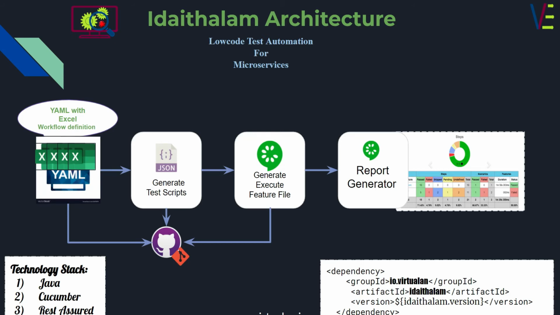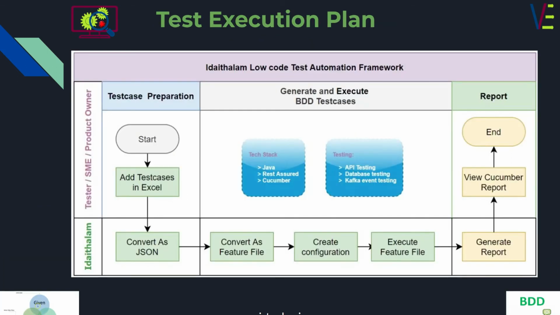And how does this framework work and what is the architecture of this low code test automation framework? First you need to just write your test script in Excel, then automatically this framework generates a JSON file, then it will execute that file and generate the feature file, and then it generates a report file in a good UI.